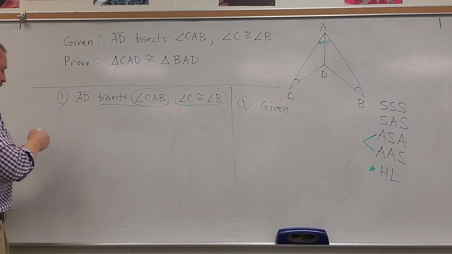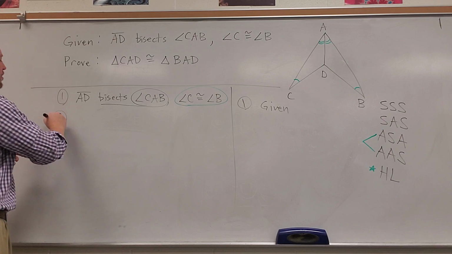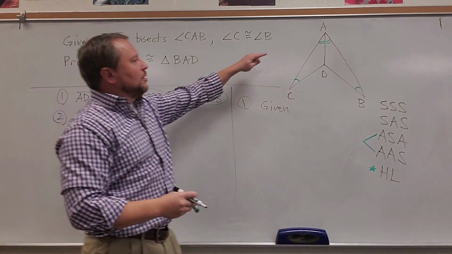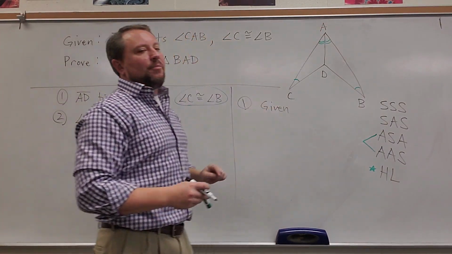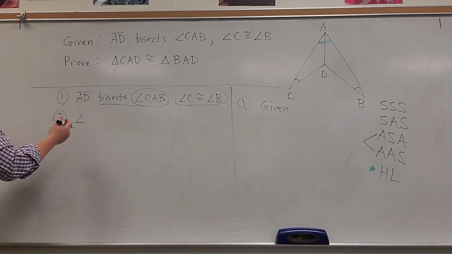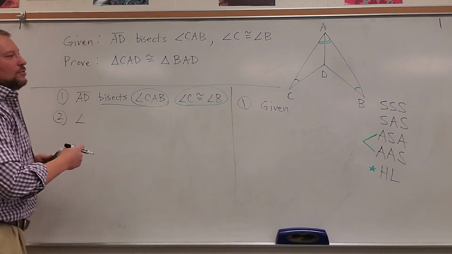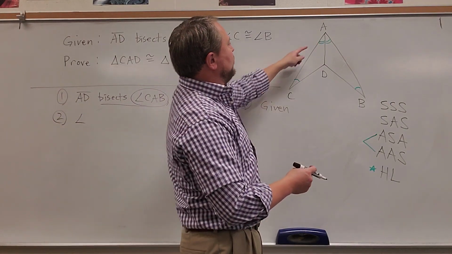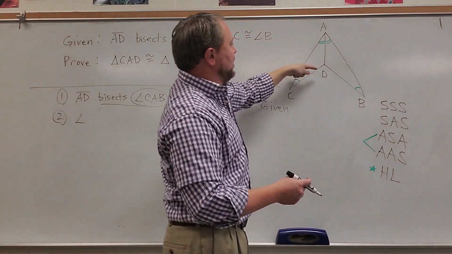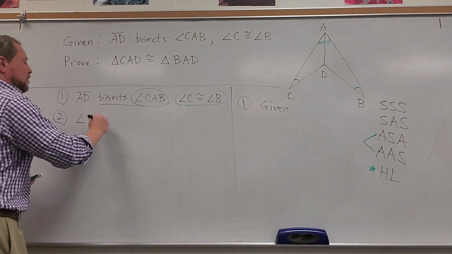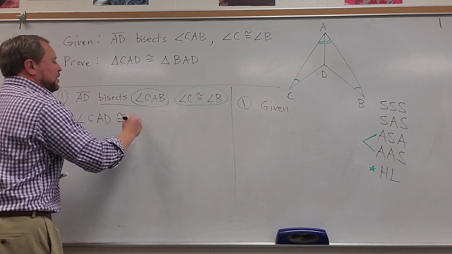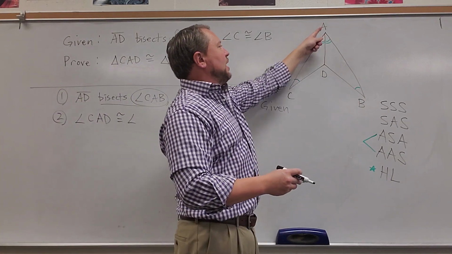So that's going to be our step 2 over here. We're going to state that both of these angle A's at the top are congruent. Don't just call it angle A. You've got to use three letters. You know, this angle A is CAD. And the other angle A would be called BAD.